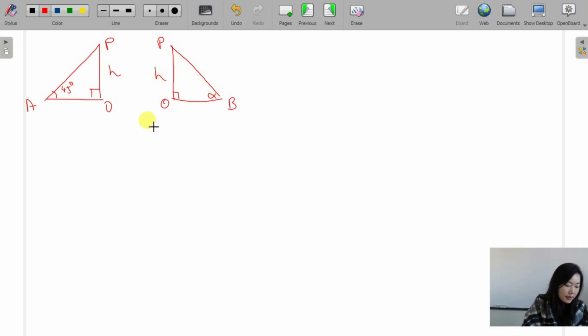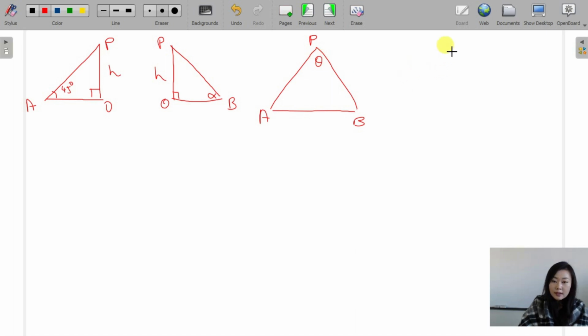And then I'll draw all of them. That's all right, just get it out of the way in one go. And then the bottom one, AOB.